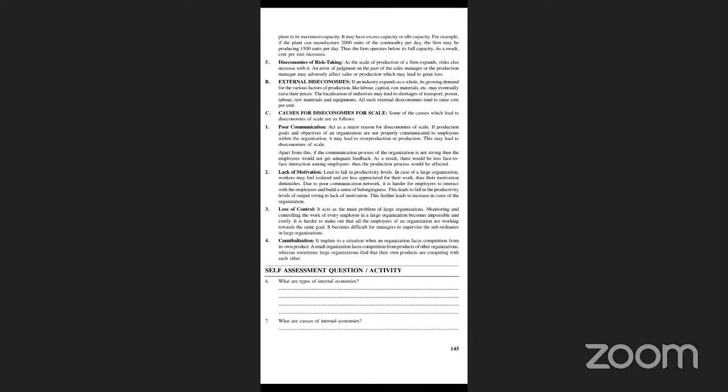But otherwise, with economies of scale the cost per unit is reduced. Because of certain things, the cost will remain the same, or at times it might even increase. Causes are poor communication, lack of motivation, loss of control, and cannibalization. These are the various points which we can discuss. And in the long run, because it has a lot of time, even these diseconomies can be handled very cleverly.